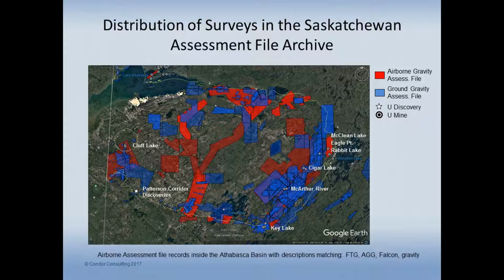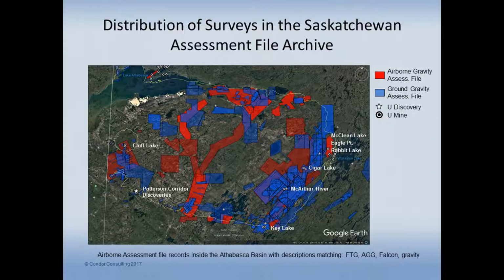All right, so just to orient myself, as well as everybody else, I went into the assessment archive and I just put in a few queries. I looked for things like full tensor gradient, FTG, AGG for airborne gravity gradient, Falcon, the proprietary name for BHP's AGG system, gravity, and I pulled out the airborne and the ground assessment files. The areas these polygons indicate for the assessment files don't necessarily directly relate to the survey areas, probably over-representing the amount of data. But it gives you a sense that there's a lot of gravity data in the assessment archives.